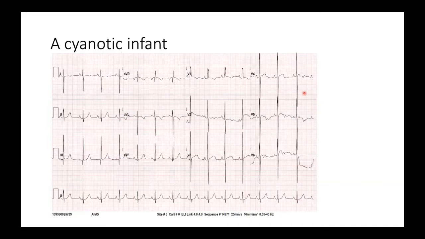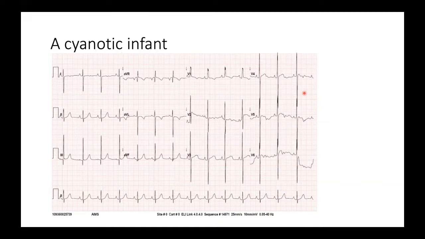Now whenever you have a cyanotic infant, your first diagnosis should always be things like tetralogy of Fallot. In an older age, if you get cyanosis, your first diagnosis should be mostly Eisenmenger syndrome. So TOF and Eisenmenger are the two most common differential diagnoses of cyanosis, and the ECG looks almost always very similar in these two.